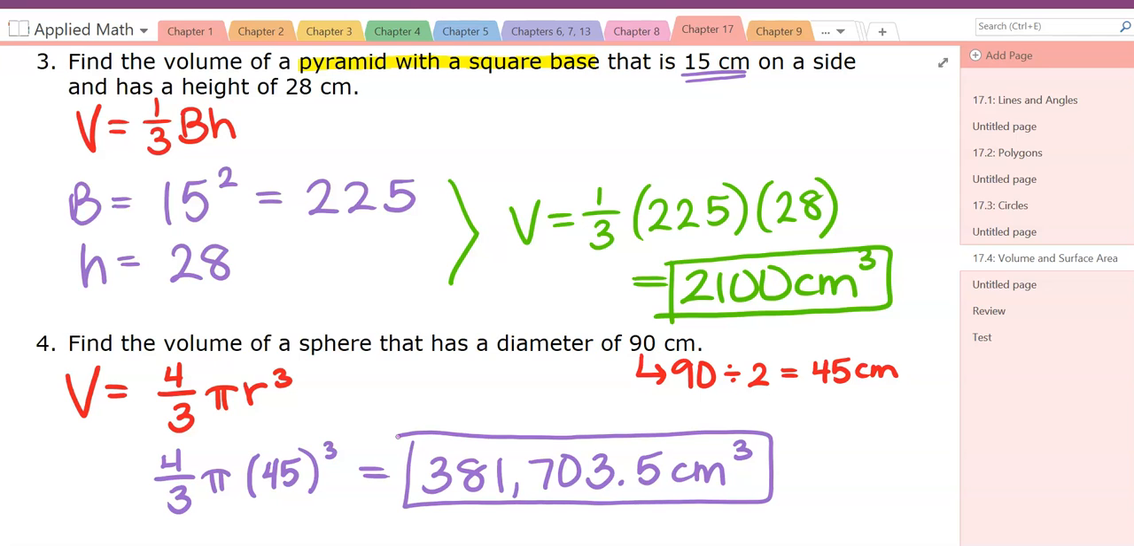If you don't like using a fraction, okay? You don't have to. If you don't like to calculate or type in a fraction, you don't necessarily have to.